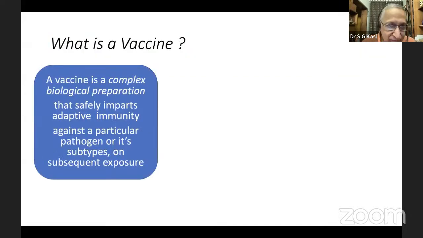So what is a vaccine? A vaccine is a complex biological preparation that safely imparts adaptive immunity against a particular pathogen or its subtypes on subsequent exposure. Please note, there are many qualifications for this statement. It's a complex biological preparation. It should safely impart adaptive immunity against a particular pathogen or its subtypes when there is a re-exposure.